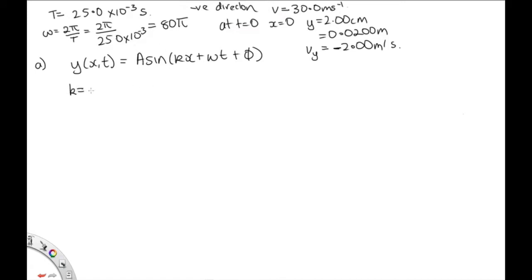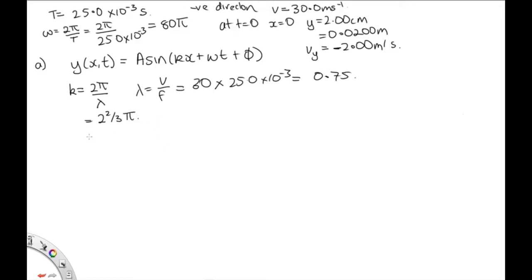k is equal to 2 pi over lambda, and lambda is equal to v over f. Okay, now the velocity is 30. The frequency is the inverse of the period, so this is 25.0 times 10 to the minus 3, and so this is equal to 0.75. And so k is equal to 2 pi over 0.75, so that's 2 2/3 pi.